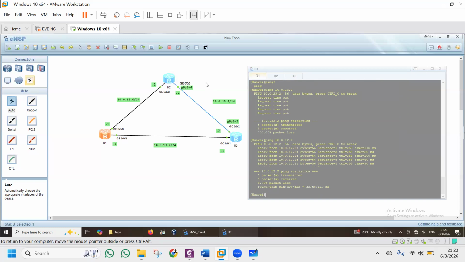Right. Question, 3 minutes. Why was this not successful? Why was the ping to this network not successful? So I tried to ping from this device to this network. Why was it not successful? Any idea why?